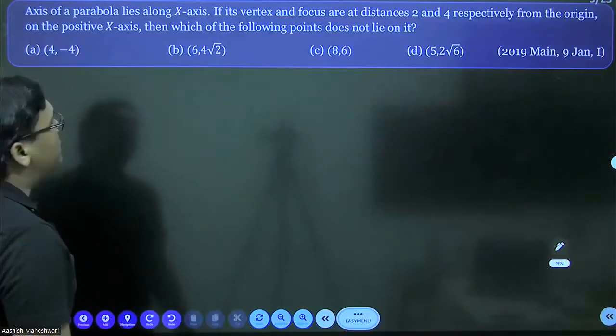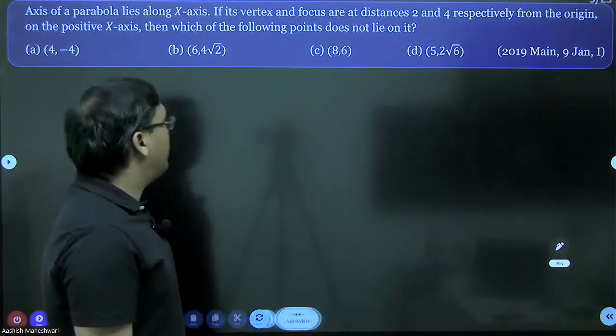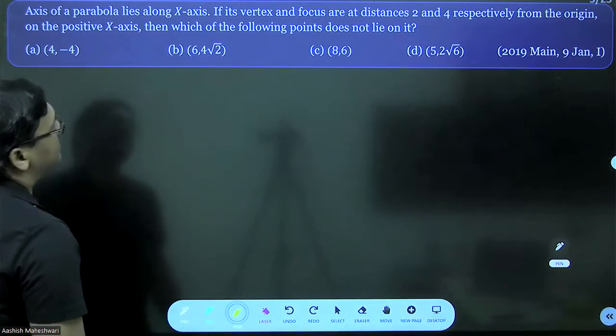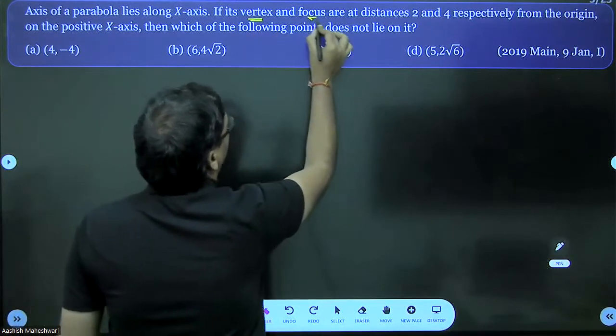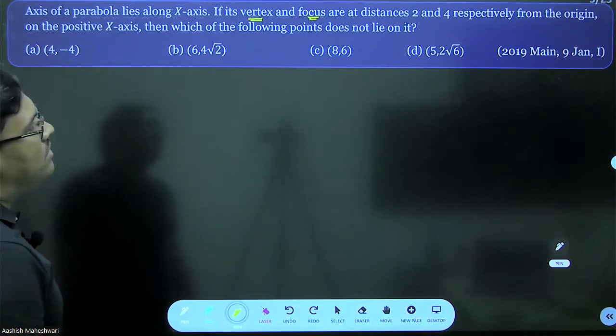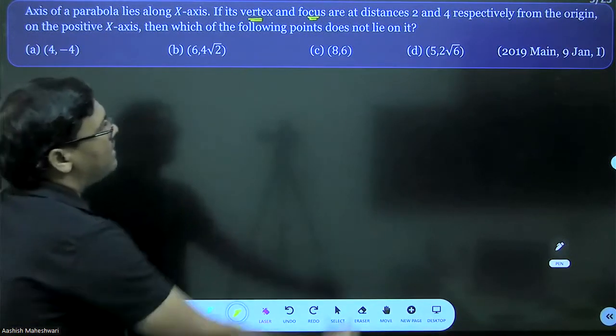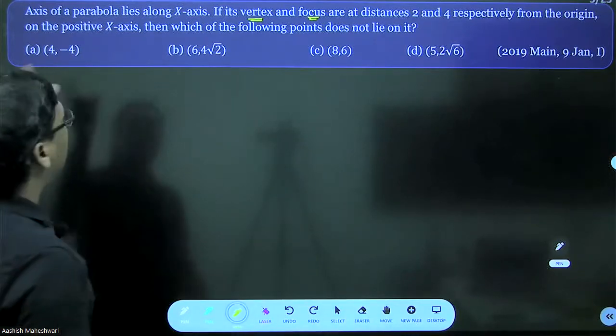Now let's move to the next question quickly. The axis of a parabola lies along the x-axis. If its vertex and focus are at distances 2 units and 4 units from the origin on the positive x-axis.